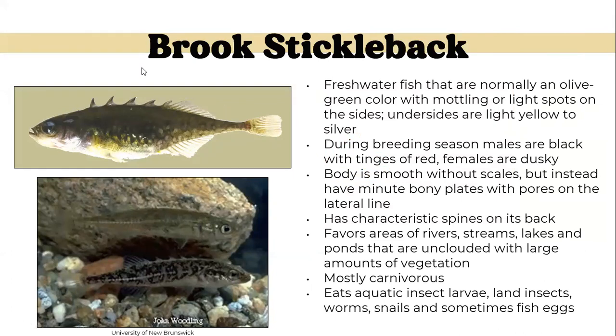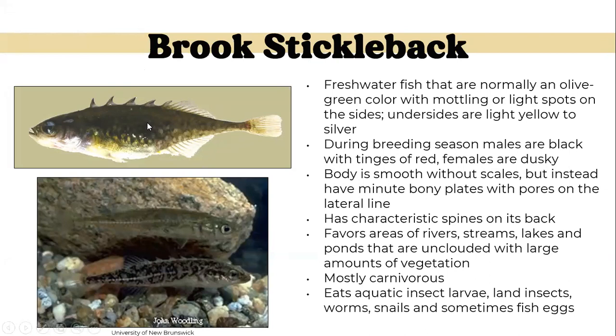They're freshwater fish. We do have them in Nebraska. They're kind of an olive green color. Again, not the prettiest. They're mottled, they have lots of spots on them. And a characteristic thing of these brook sticklebacks is that they have spines located on the back or on the top there. They actually don't have scales. They're very smooth and instead have little bony plates.